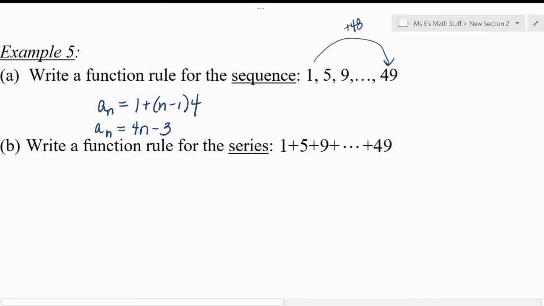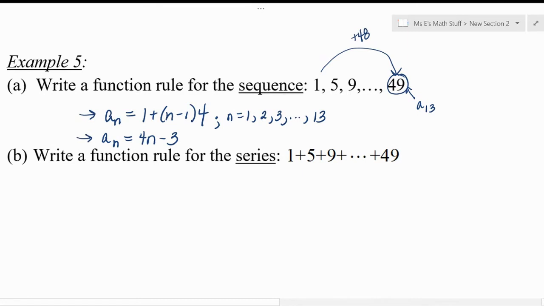And so if you started at 1 and added 4 12 times, then what term is that? I claim it would be the 13th. So to say that you want to start at 1 and stop at 49, you could say n going from 1 to 2 to 3 and so on until you get to 13. You could check and make sure that that would work. If you put 13 into my first version here, 13 minus 1 is 12, times 4 is 48, add 1, you get 49. If you put 13 into the second version, 4 times 13 is 52, take away 3 is 49, so it works.